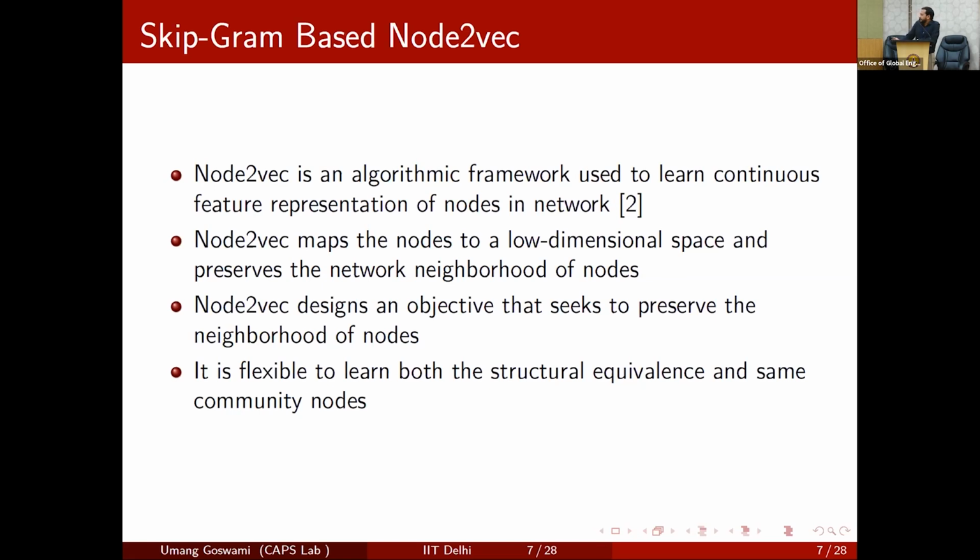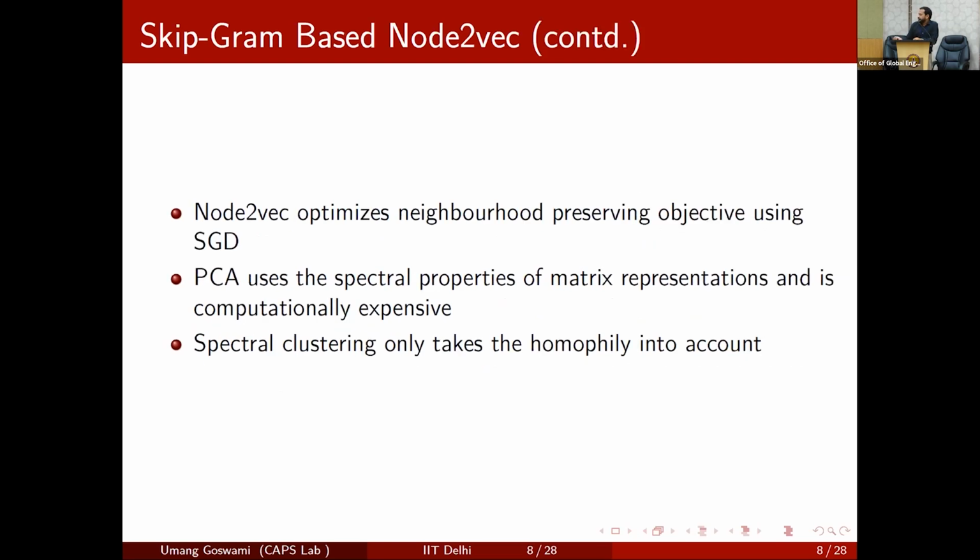As we can see, node2vec designs an objective that seeks to preserve the neighborhood of nodes, and it is flexible to learn both structural equivalence and same community nodes. This is a very big problem when we talk about structural equivalence and same community nodes. Certain algorithms, spectral clustering for that matter, only take homophily into account. It means that it is only tracking the nodes which are present in a particular cluster. Whereas node2vec has the advantage that it not only takes the immediate neighborhood into consideration, but also explores the nodes which are at a far distance from that particular node.